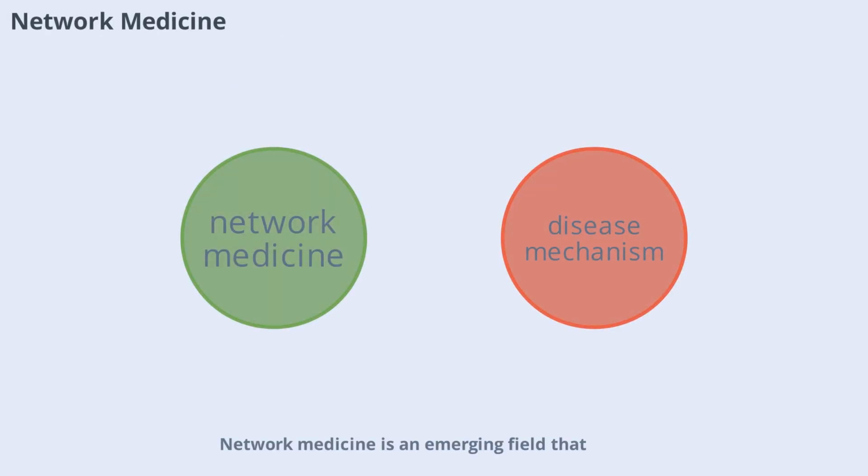Network medicine is an emerging field that applies network theory to understand disease mechanisms. By viewing diseases as disruptions in biological networks, researchers can uncover hidden relationships between genes, proteins, and symptoms, leading to more effective diagnostics and therapies.